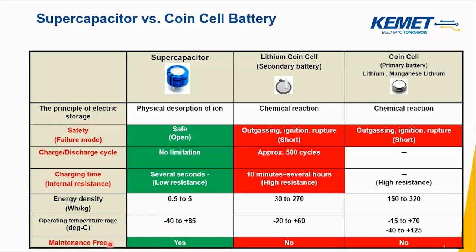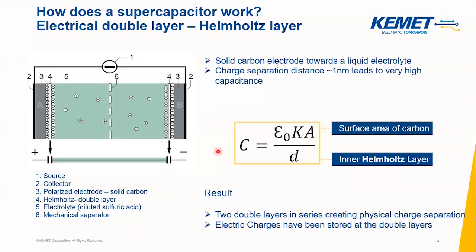Another important advantage of supercaps compared to lithium coin cells is maintenance. They are maintenance free, so they don't need to go through any maintenance, but lithium coin cells must be replaced. So these are the advantages that we see. But of course, the applications that supercaps can be used in may be different or limited compared to lithium coin cells. So how does the supercap work? We call it an electrical double layer capacitor.